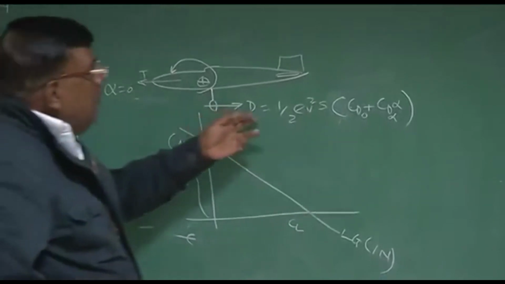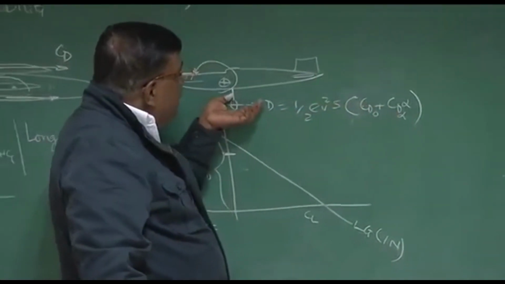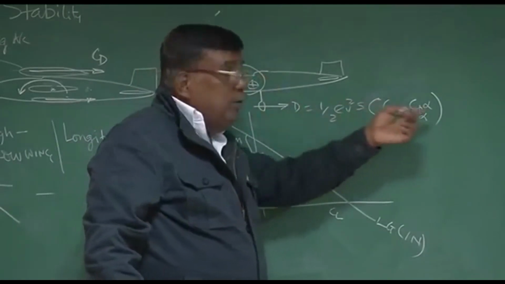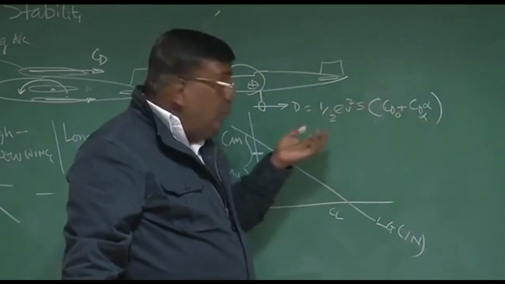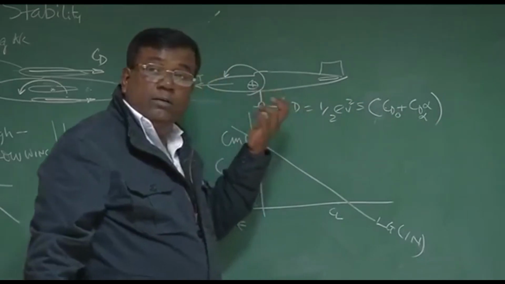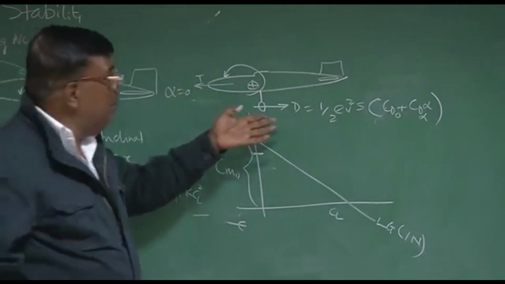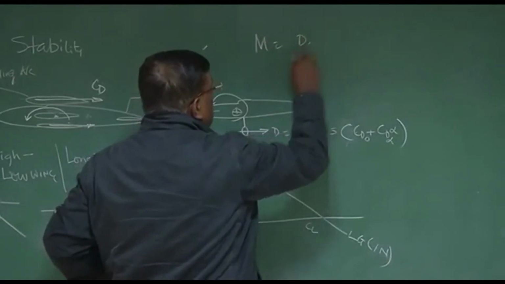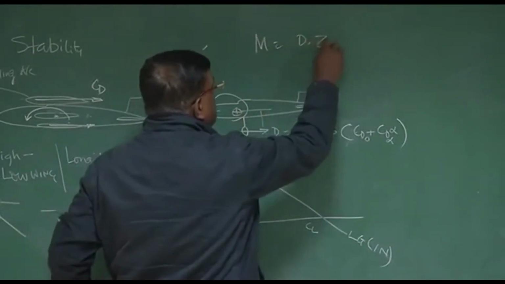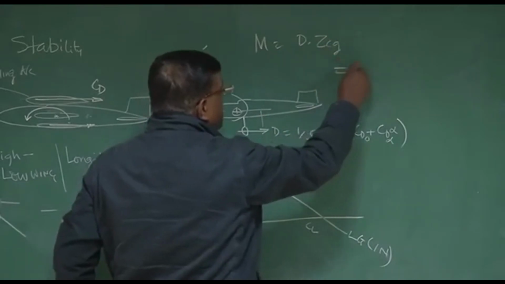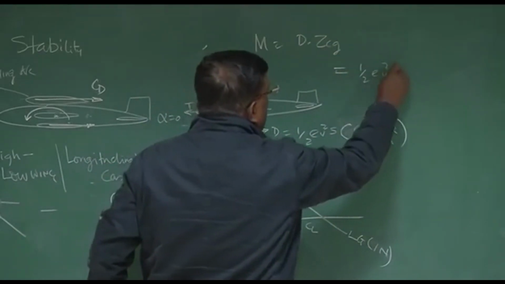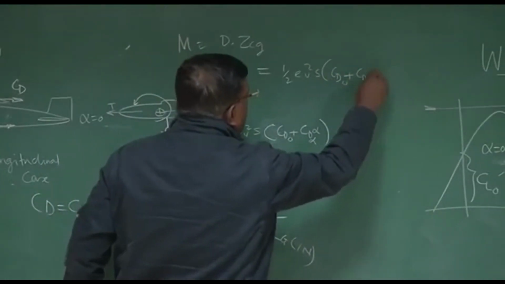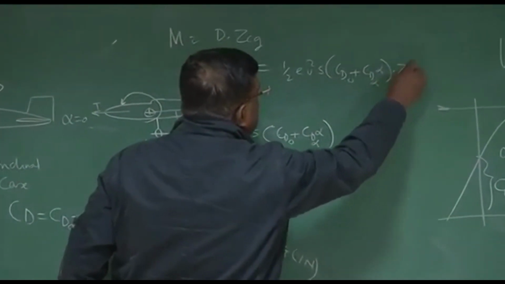So you could see since the alpha is there, whatever moment this drag is giving nose down will have an alpha component. So the slope of moment because of drag also will be negative now. Whatever moment is, moment will be D into whatever length, okay, the distance to the CG, correct? And D is half rho V square S times CD naught plus CD alpha into alpha, times that distance to the CG.